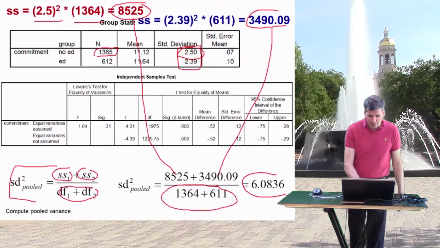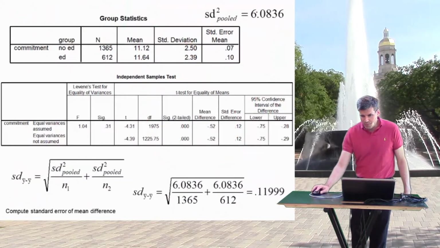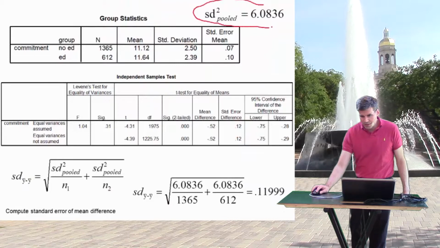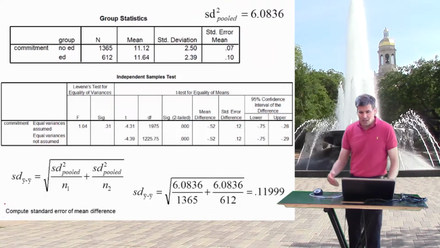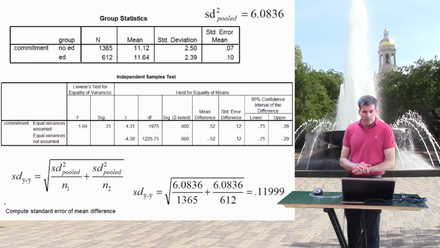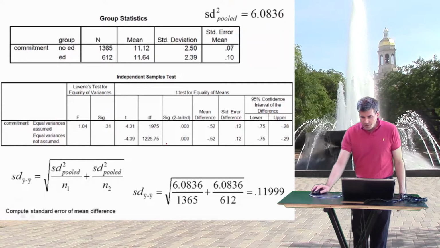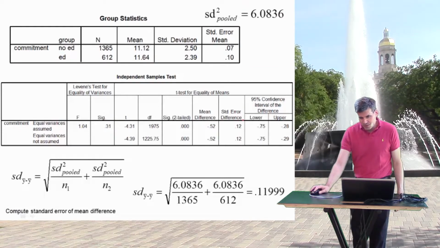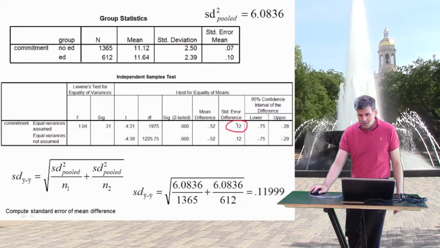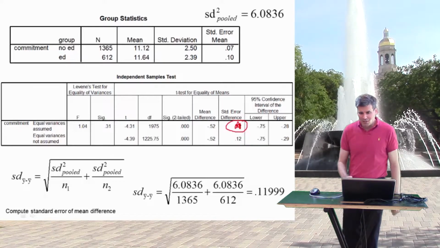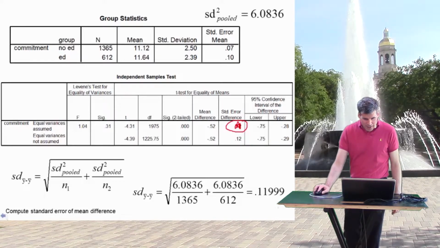So let's save that number. I'm going to put it right up here. My pooled variance, 6.0836. Save that right there in my upper right-hand corner, because I'm going to need that in just a moment, because the next thing I'm going to ask you about is to compute the standard error of the difference between means, or standard error of the mean difference, or standard error of the difference. So we see that our standard error of a difference is 0.12, but if I scribble that out, block it out and say, you calculate, you tell me what that is. And you can do that.